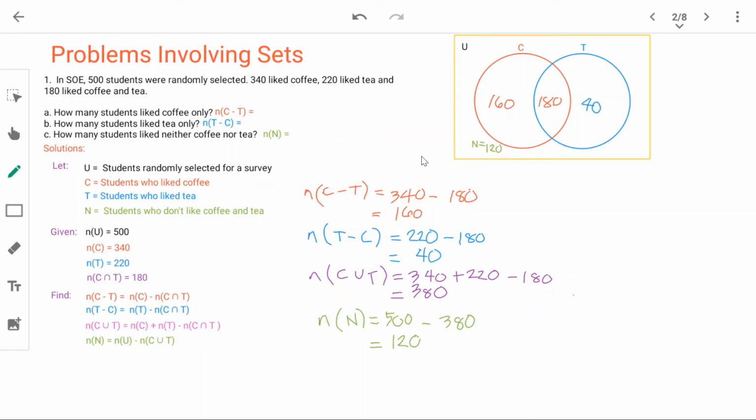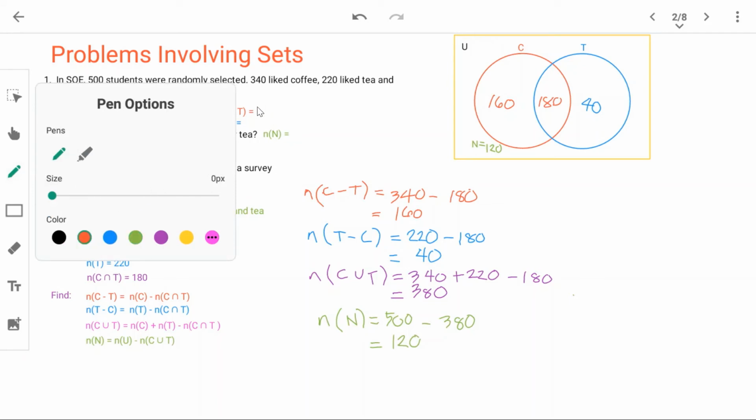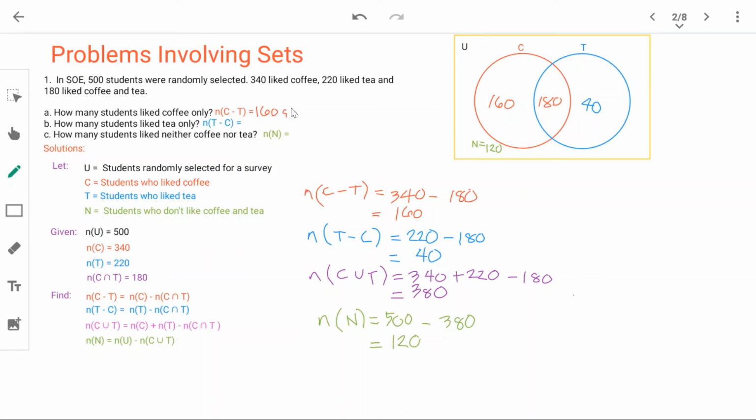Okay, to recap our solution, first we'll go back to question A. How many students like coffee only? So based on our solution, the cardinality of C difference T is equal to 160. So 160 students like coffee only. Then question B, how many students like tea only? So that is represented by the cardinality of T difference C. So based on our solution, that is equal to 40.